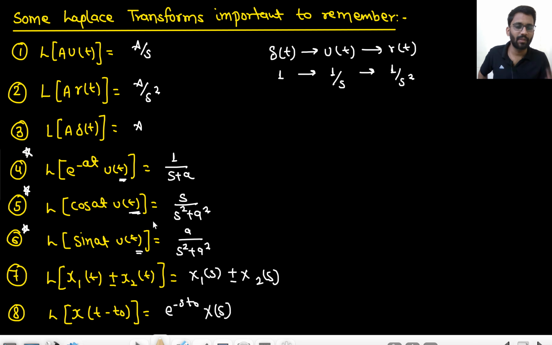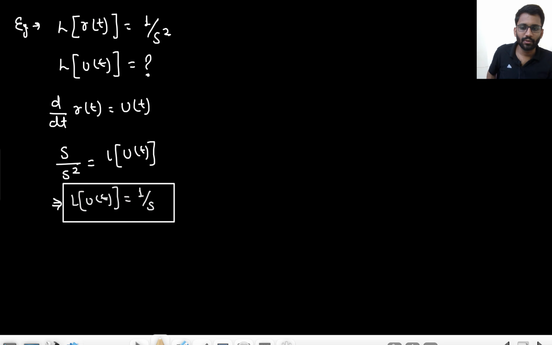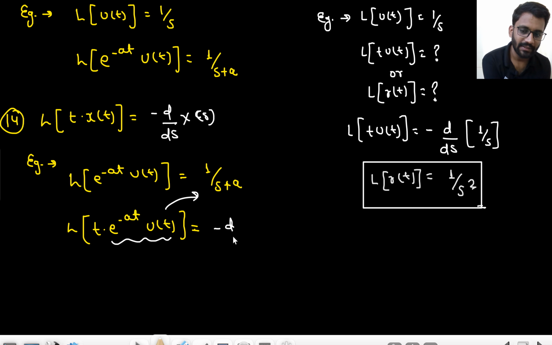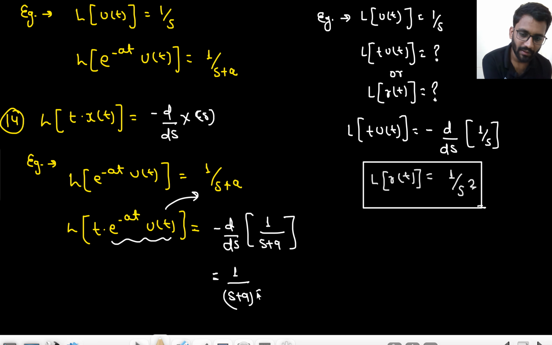If they are giving a upon s square plus a square, you should be able to tell it is the Laplace transform of sin at into u(t). If it is given a by s, you should be able to write a into u(t). So if this is given, what will be the final answer, that we will see. Differentiation of the Laplace transform of this value, so it would be minus d by ds of 1 by s plus a. So what would you get? Final answer as 1 by (s plus a) square, right?